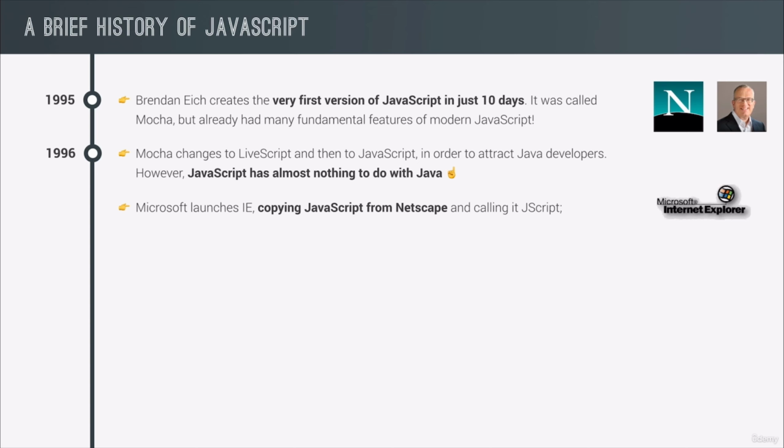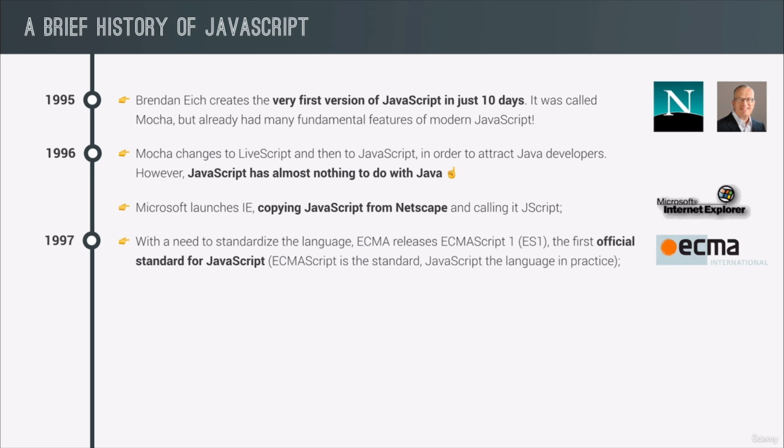So the language was submitted to an independent standard organization called ECMA, which in 1997 released ECMAScript 1 or ES1. This was the very first official standard for the JavaScript language. And with this, every browser could now implement the same standard JavaScript. In the real world, we usually use the term ECMAScript to refer to the standard, while JavaScript is used when we talk about the language in practice, as it's implemented in browsers.